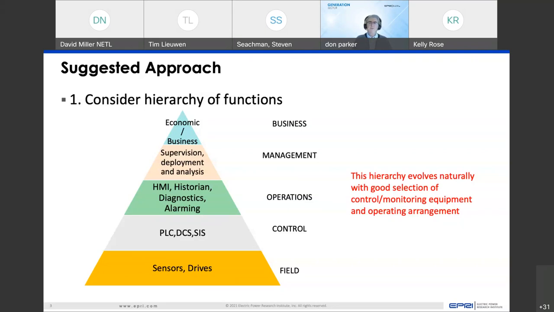And so that's just a hierarchy that I think evolves naturally out of good selection of control and monitoring equipment and the way you're going to operate the plant. It isn't something that you have to necessarily develop a philosophy of. You don't need a philosophy of deciding to put sensors out in the field or drives out in the field. It just happens. And they talk to the PLC and that just happens, or the DCS.